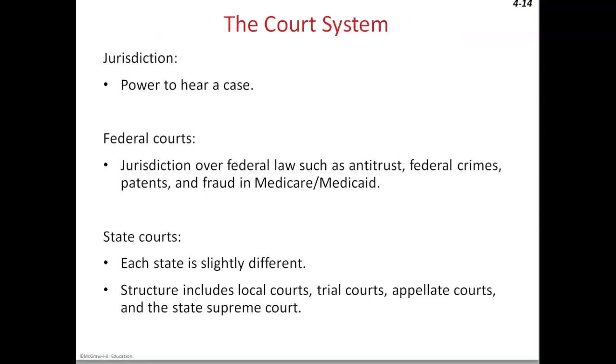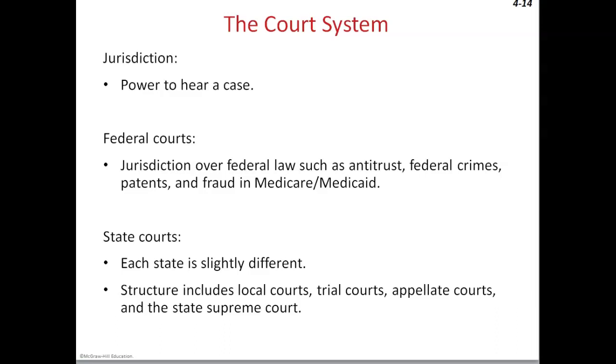The type of court that tries a case is dependent upon the state or federal crime that was allegedly committed. The federal court system hears cases involving federal matters, and the state court systems, independent of one another, generally decide cases involving matters occurring within their own state borders. Jurisdiction is the power of a court to hear and decide a case before it. Federal courts have jurisdiction over federal laws such as antitrust, federal crimes, patents, and fraud in Medicare and Medicaid.